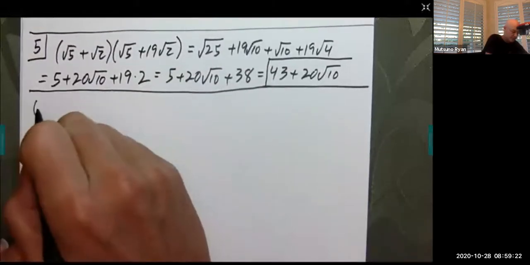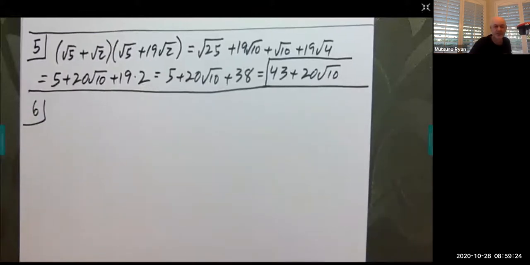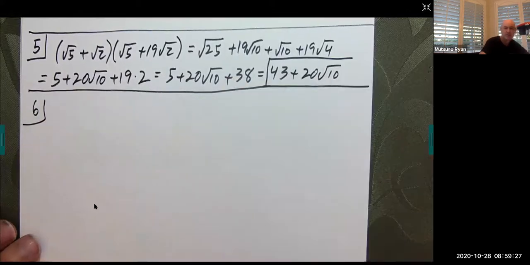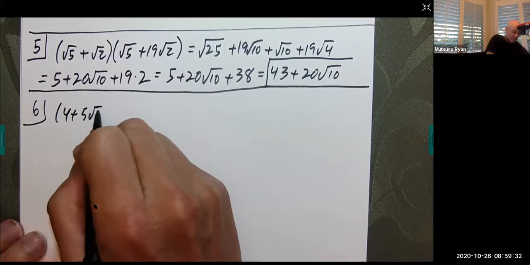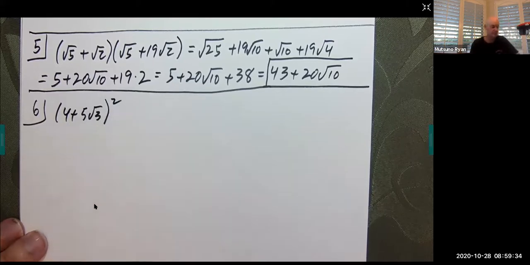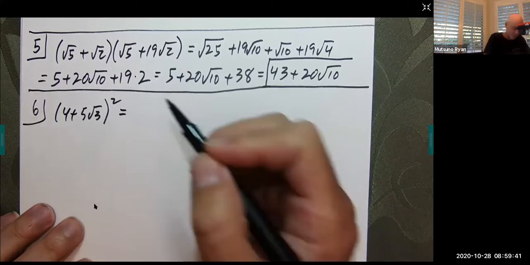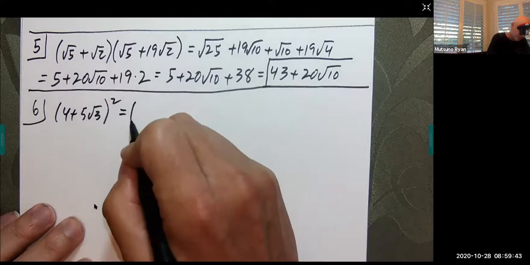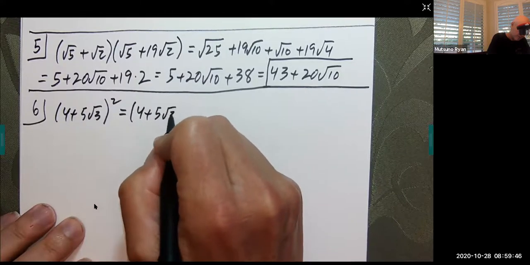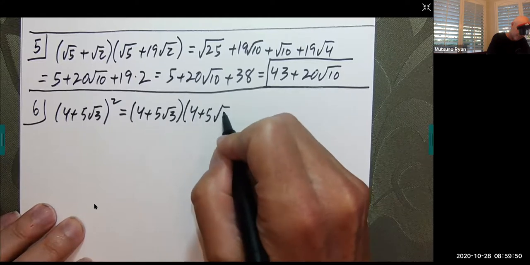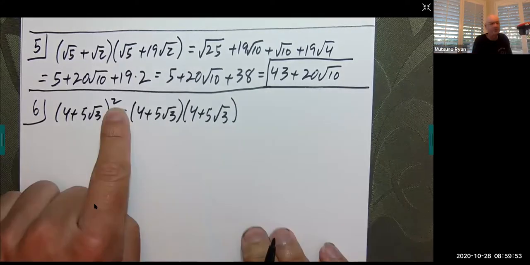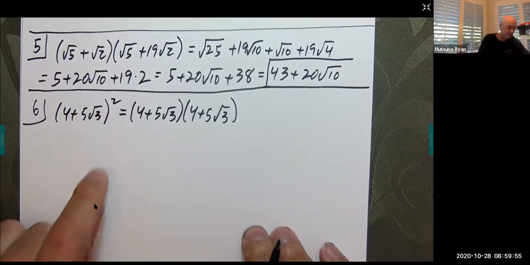All right, number 6. Number 6, we have a perfect square. And I'm just going to FOIL it together. There's a rule that we could follow, but I'm just going to FOIL it together. The key here is don't just give a square to both. That's definitely not going to work, for sure.